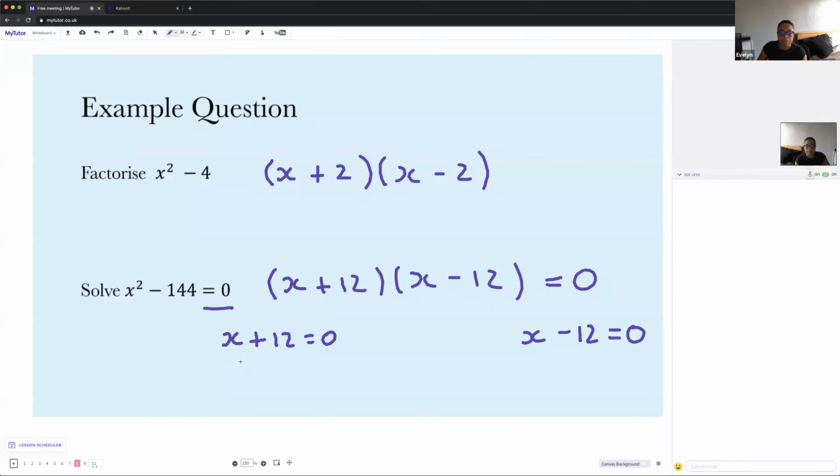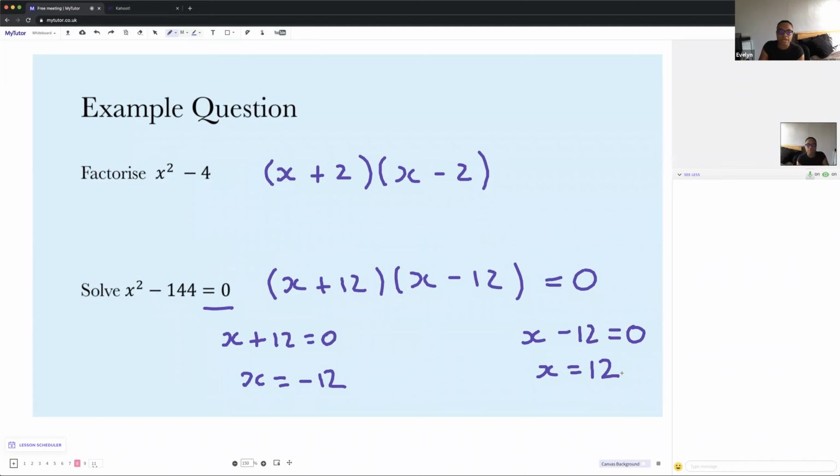And then the first one, we've got x plus 12 equals 0. So subtract 12 on both sides. So you've got x equals minus 12. And on the right-hand side, you've got x minus 12 equals 0. So add 12 to both sides. X equals 12. And those are your two answers.